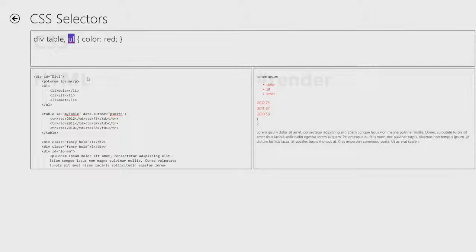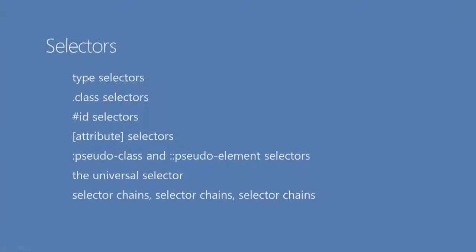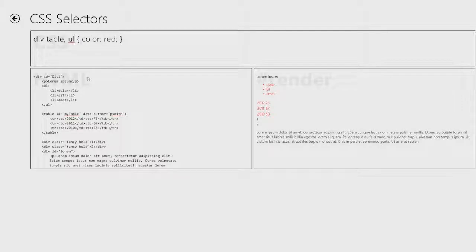So what would it mean, though, if you had div space table? What would that mean? I'm glad you asked, because that's what we're going to talk about next. So you've been introduced to these selectors. Oh, and I missed one. I need to show you another one. This is great. But then we're going to get into combinators, and that's going to answer your question.